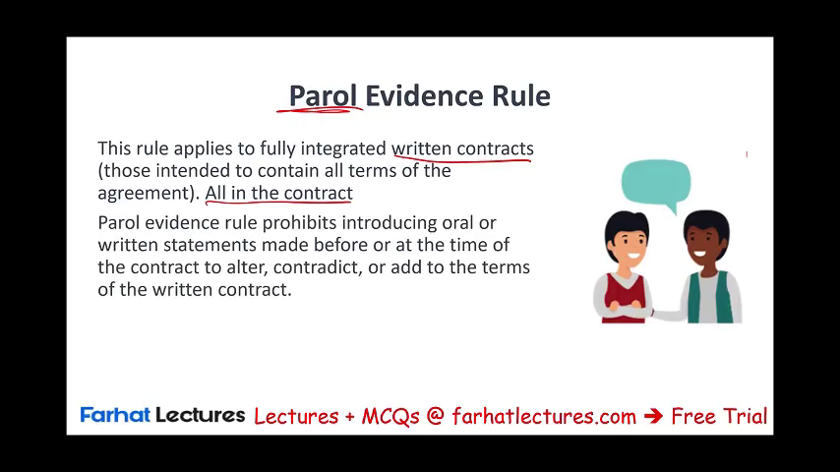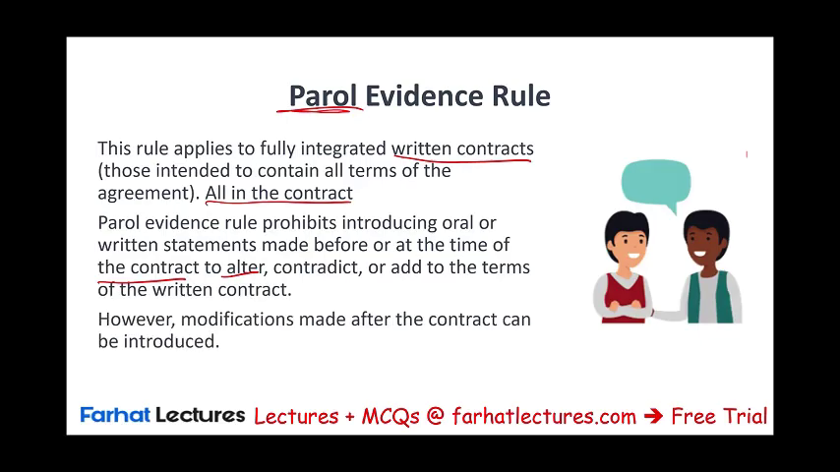So what's the parol evidence rule? It prohibits introducing oral or written statements made before or at the time of the contract to alter, contradict, or add to the terms of the written contract. So what we're saying is this: when we go to the judge, we're going to use the parol evidence rule. We're only going to be looking at the contract itself. We cannot add any statement made before the contract was written or during, because the contract should express everything that we needed to express. The judgment should be based on that. Now, any modification made after the contract can be introduced.